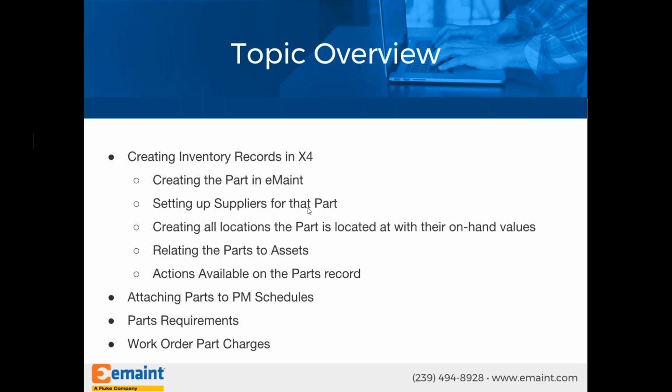Once we go over that, we're going to go over some different ways you can utilize inventory. We're going to show you how you can attach parts to preventive maintenance schedules in your eMaint system. And then we'll show that once a PM generates, this information goes into parts requirements. What is the purpose of part requirements on a work order? And then we'll also show you how you can physically charge parts out of inventory utilizing work order part charges.